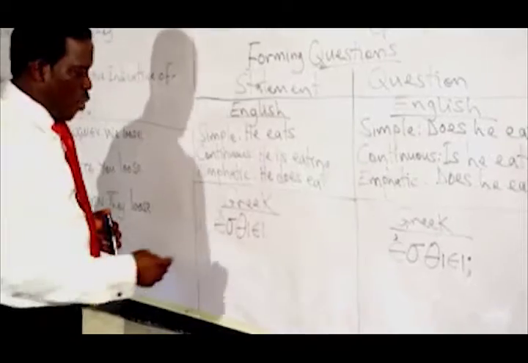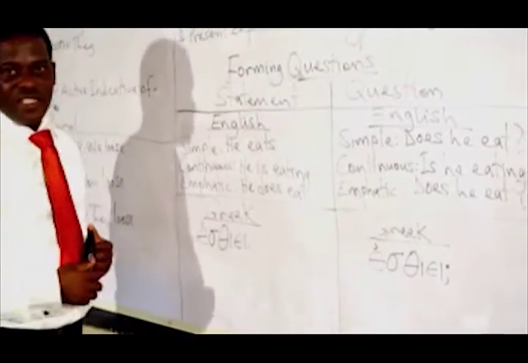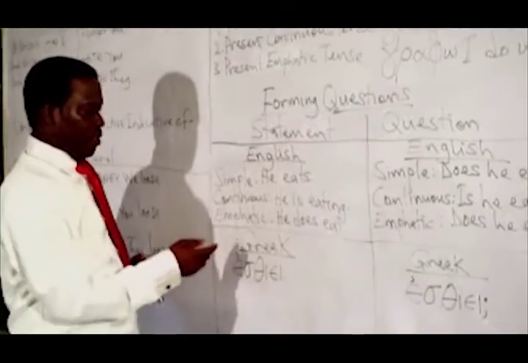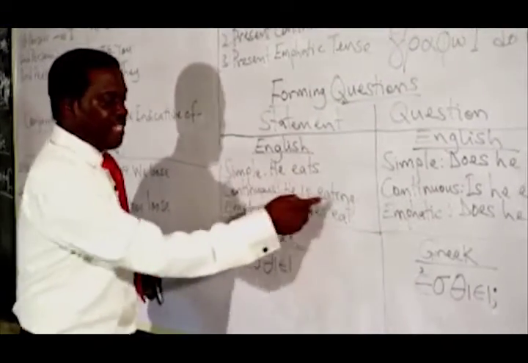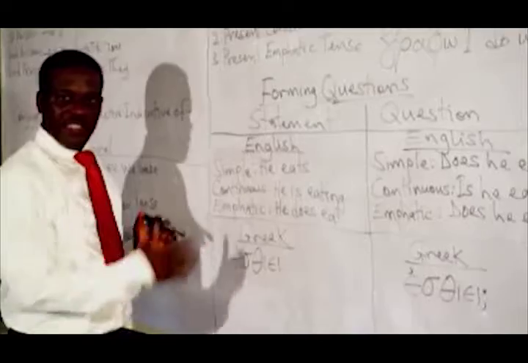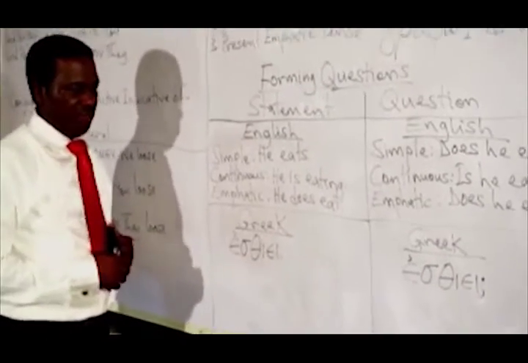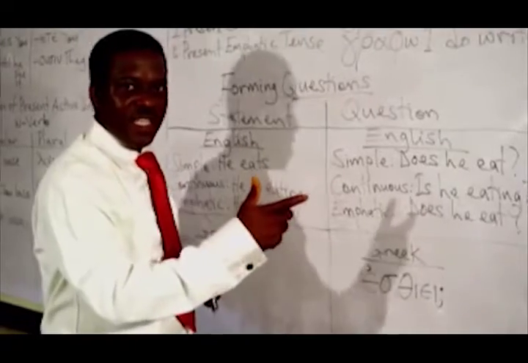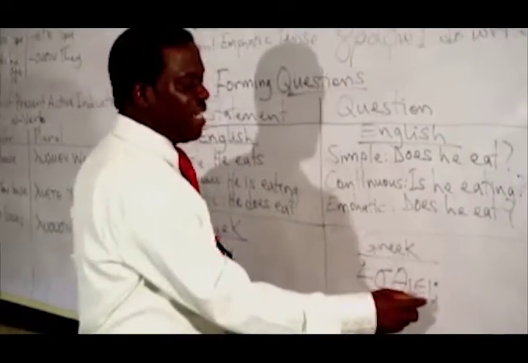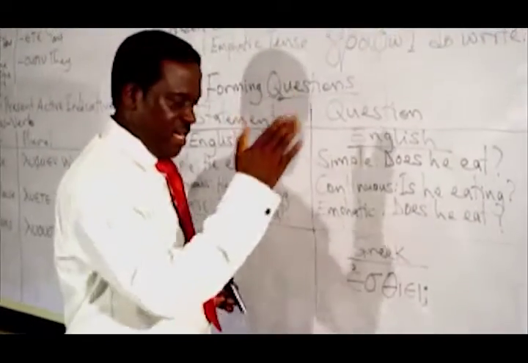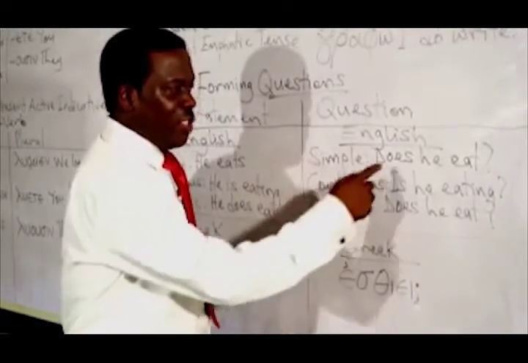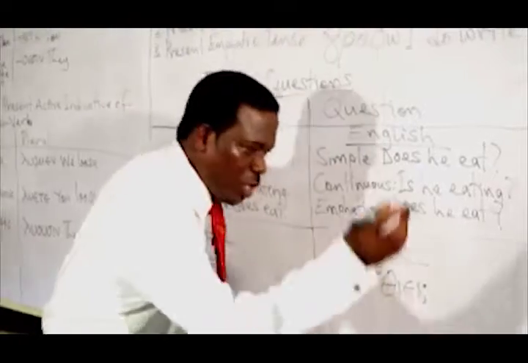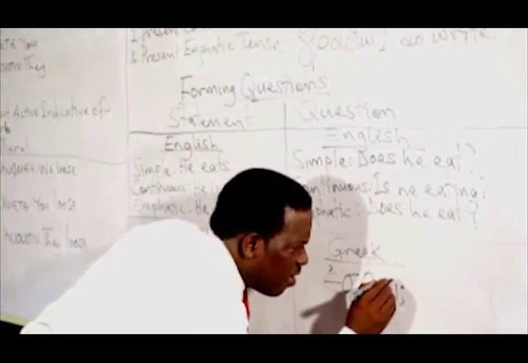Now here in Greek, we have the statement form. It means he eats. We translate it as he eats, he is eating, he just eats, he says it. Then we come to the question. To the form of the last word we add the question mark, which means does he eat? Is he eating?